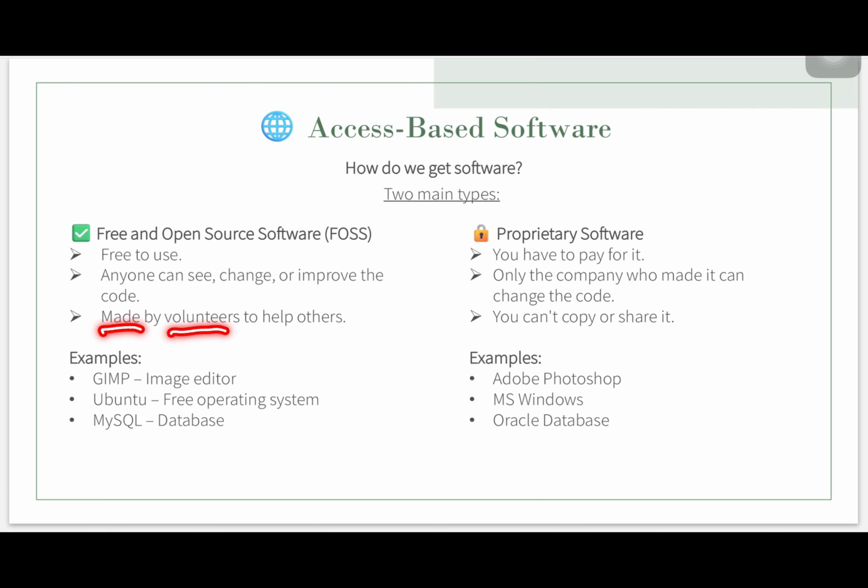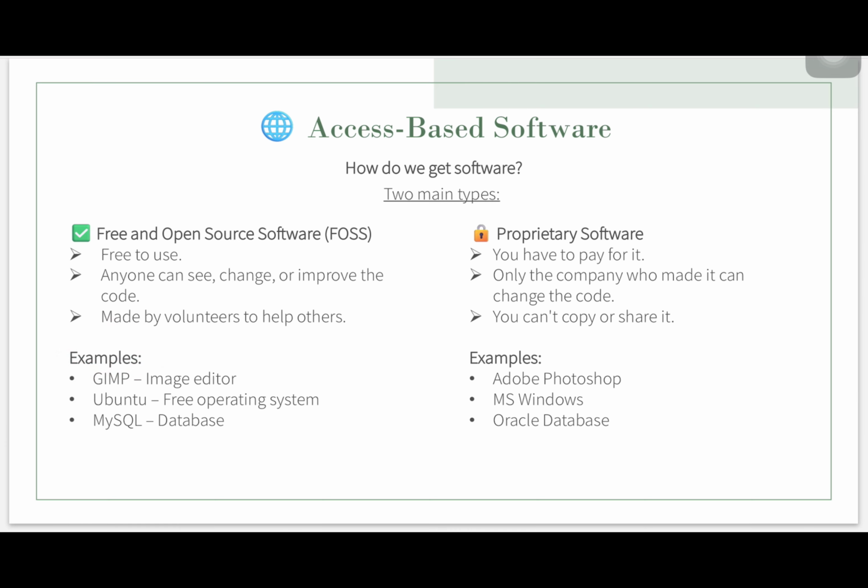We can improve the code as per our requirement. It is made by volunteers to help others. These are all software engineers who help. For example, we can take the Java language. Java is a free and open source language. This means in that company there are no paid software engineers. These are all volunteers to help us. They edit the software or language.